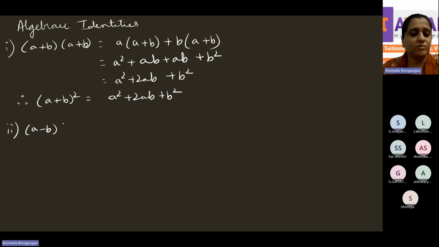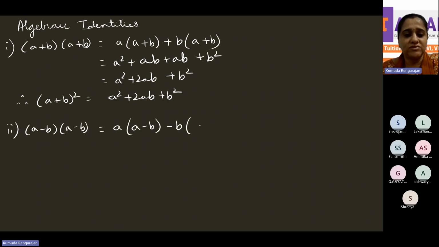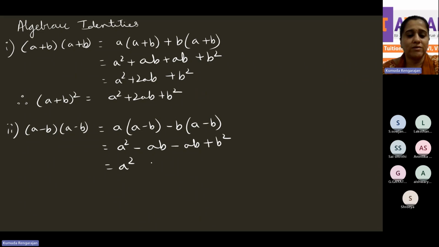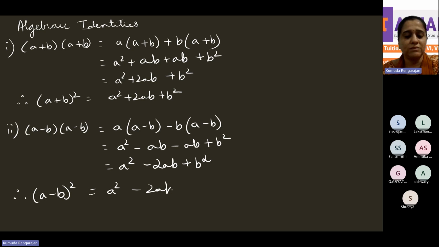The next one is a minus b into a minus b. So it is a into the second bracket a minus b, into the second bracket a minus b. A into a, a square; minus ab; minus ba or ab; plus b square, which is a square minus 2ab plus b square. So a minus b the whole square is equal to a square minus 2ab plus b square.